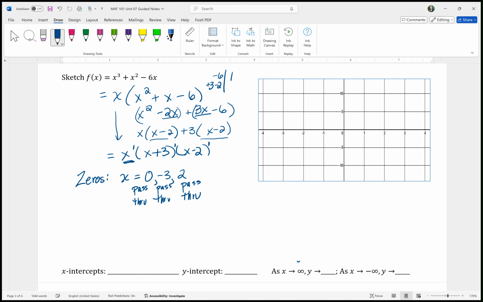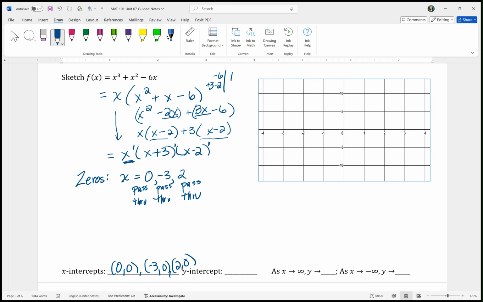All right. So coming down to our blanks, what's first asking is x-intercepts. So we have our zeros. Let's turn those into x-intercepts. So this would be 0, 0, negative 3, 0, and 2, 0. Did not leave myself very much room there, but that's okay.